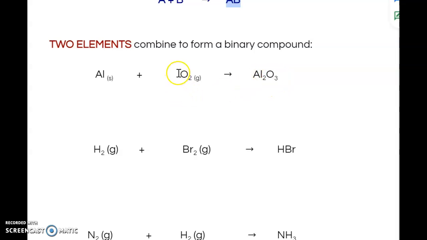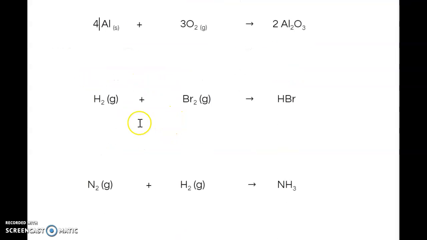So we have three oxygen here, we have two oxygen here. We're going to multiply that by 3. We're going to multiply this by 2. Okay, I have now six oxygen on this side, and then I'm going to look at my aluminum, and my aluminum is 4 here, and I'm just going to put a 4 here. Now that's a balanced equation.